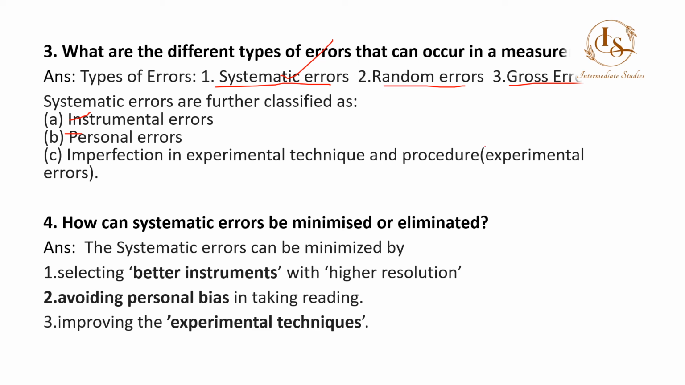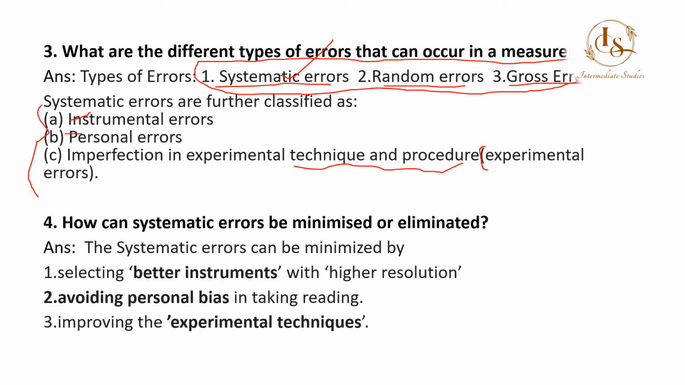Or else you can simply mention experimental errors, because imperfection in experimental technique or procedure is also known as experimental error. You need to answer all these errors, and if you remember, then you can mention the systematic errors also: just instrumental, personal errors and experimental errors.